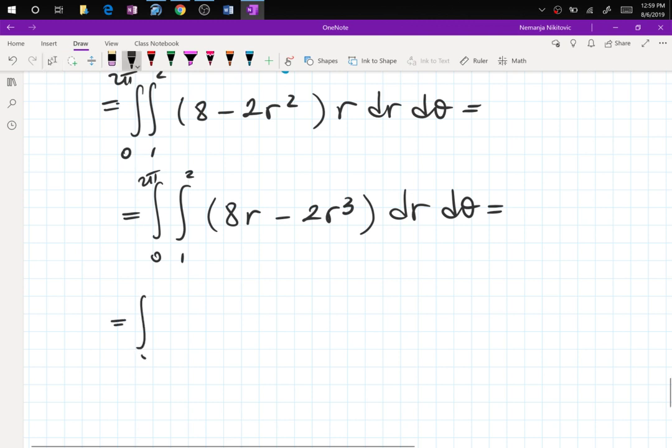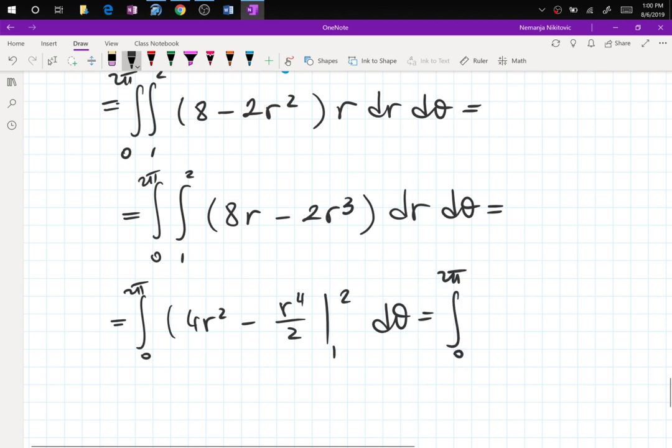So integral 0 to 2 pi, we have 4r squared minus, it's going to be over 4, so r to the 4 over 2, from 1 to 2, still d theta, 0 to 2 pi. Plug in 2, well that's 16, and that's 16 over 2, so the whole thing is 8, d theta, so 16 pi. So the volume of that object, it's really crazy, awesome shape. The volume is 16 pi units cubed.